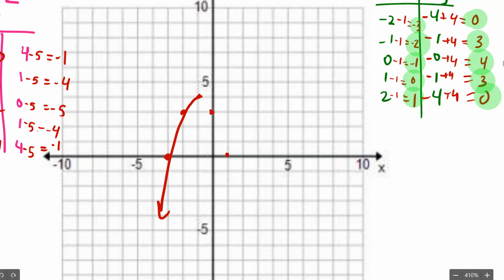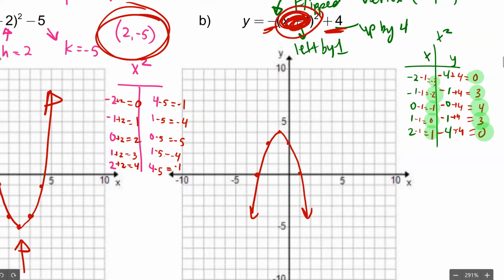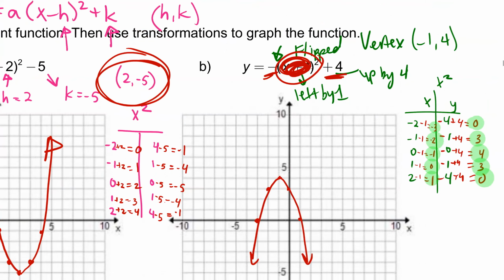Yep. So does this match what we thought? Is it facing down? Yup. Look, where's my vertex? -1, 4, right? Our vertex is -1, 4, like we thought. Cool. It matches what we thought it'd be.